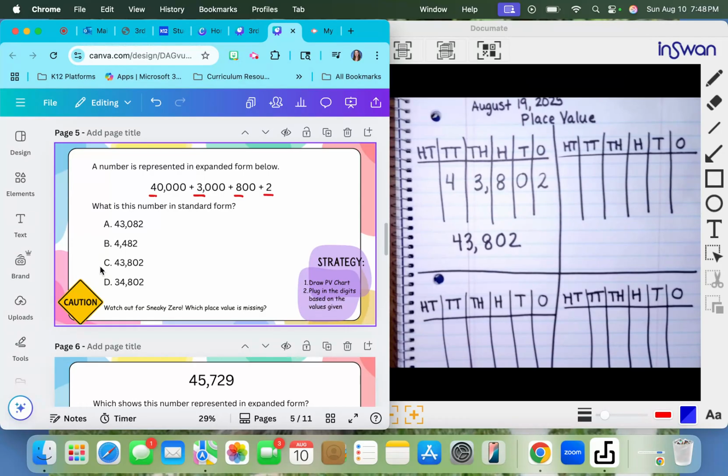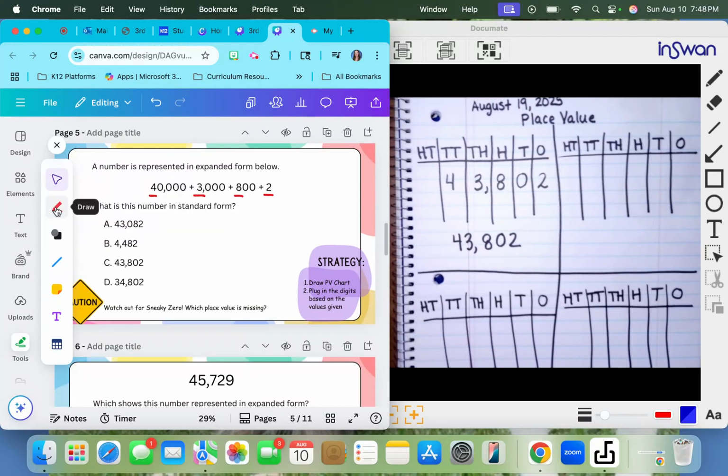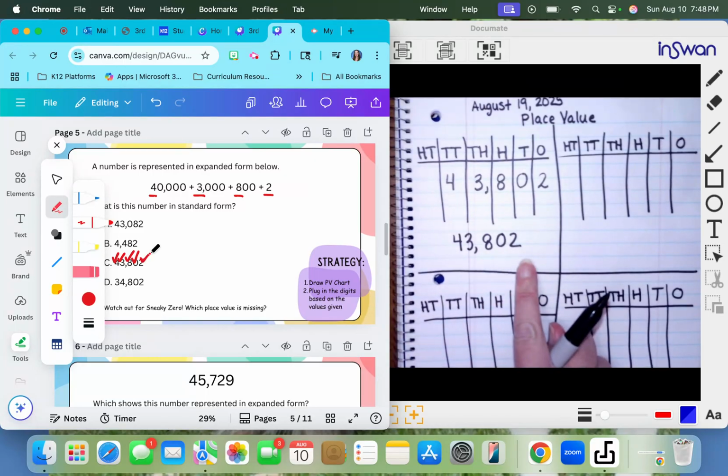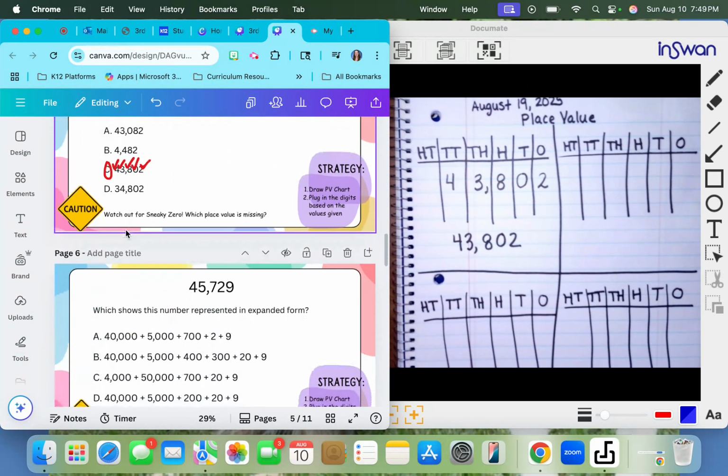Did you say C? Let's double check. Let me get out my pen. We have a 4 in the 10,000s. Yep. A 3 in the thousands. Yep. An 8 in the hundreds. Yep. Sneaky 0 in the tens. And 2 ones. Yes, that matches our number. C is the correct answer. Well done. Let's try another.